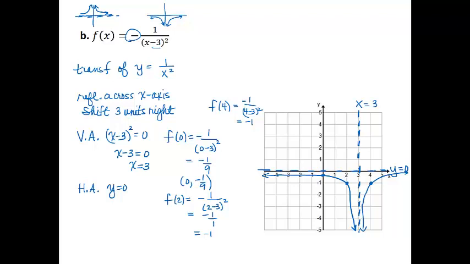Notice that this graph has no x-intercepts. Now, the domain of this function is all reals except for where the function is undefined, which is at that vertical asymptote, so negative infinity to 3, union 3 to infinity.